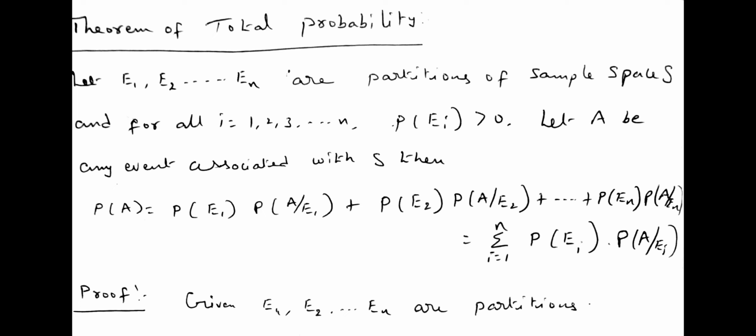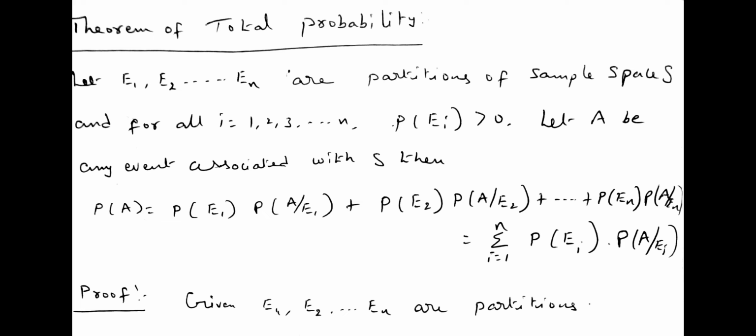So in this video we'll discuss the theorem of total probability. Probability Distribution, Mathematics 3. In Unit 1 we have two theorems with proofs: one is Bayes theorem, and the second one is the theorem of total probability. This one is also asked in some previous year question papers. So see the definition here.